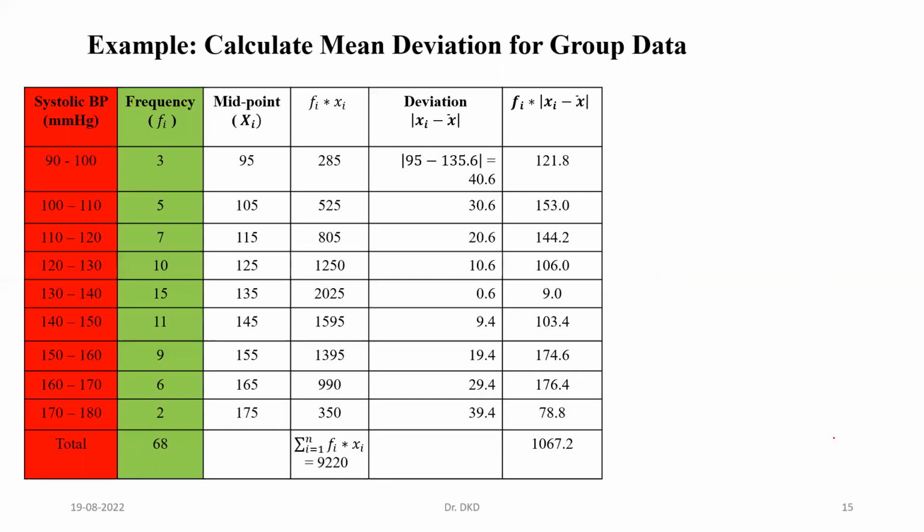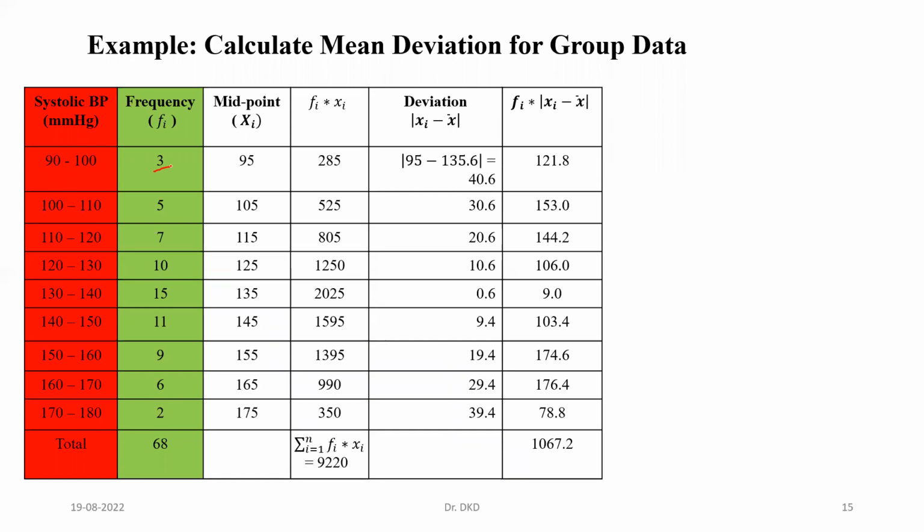So calculate mean deviation. This is the table. The red and green columns are already given in the question. Systolic blood pressure is given, and for each group of systolic blood pressure, the corresponding frequency value is given. Now, as we are aware, how to get the mean value for group data.